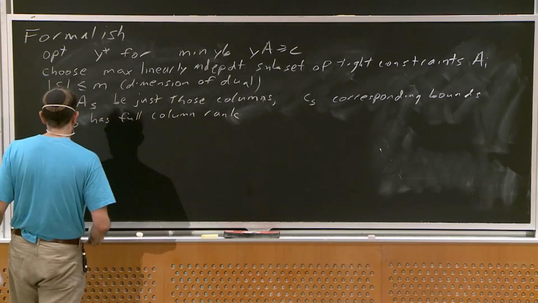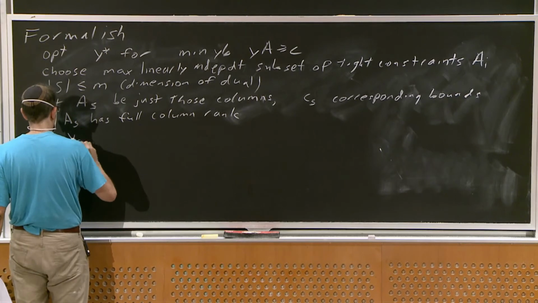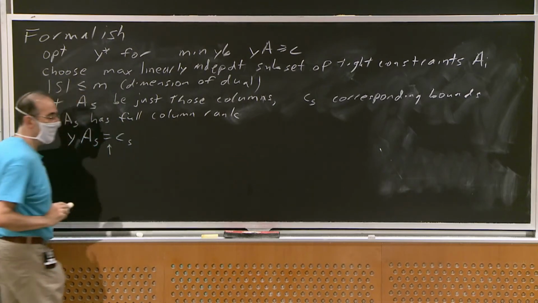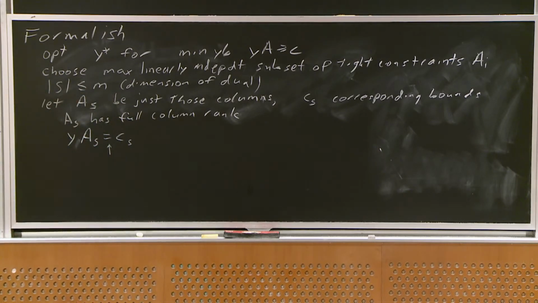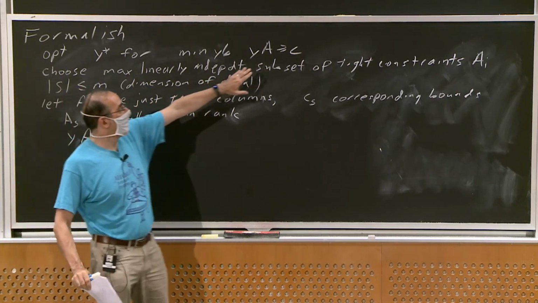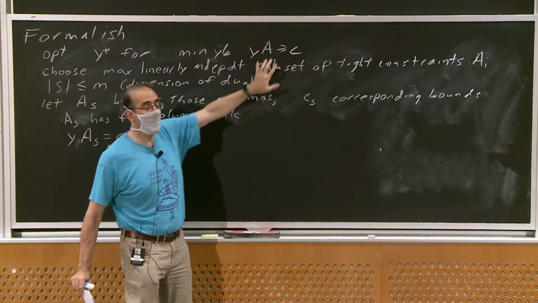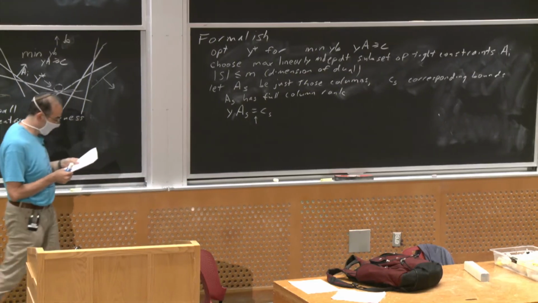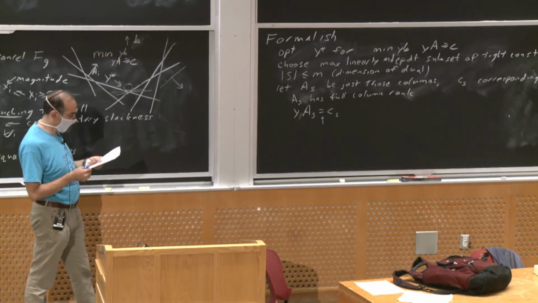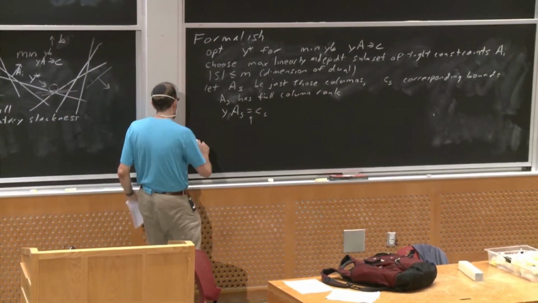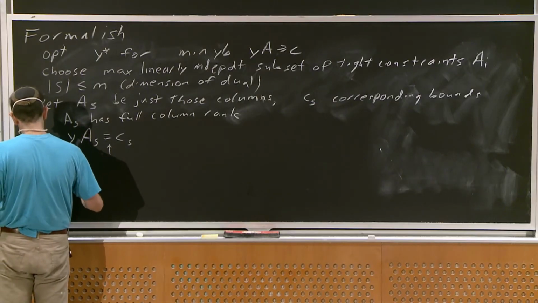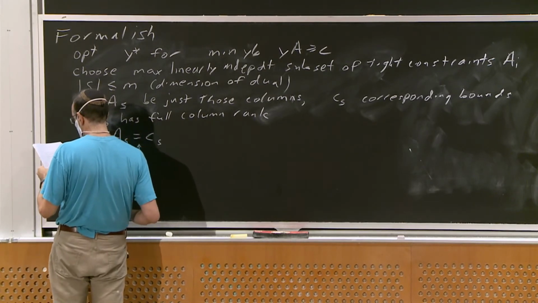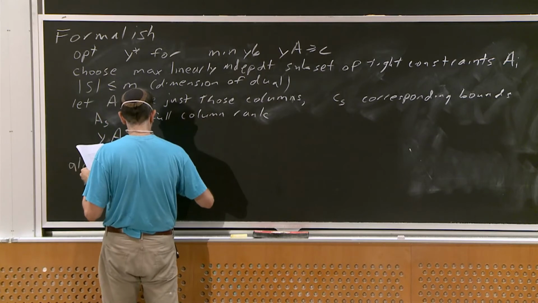And we're also going to have that y times A sub S is going to be equal to c sub S, right? Because they're tight. The general constraints are that y is greater than or equal to c, but we're now focusing on tight ones, so we have equality. Okay. Now, we also have that yb is equal to the optimum.